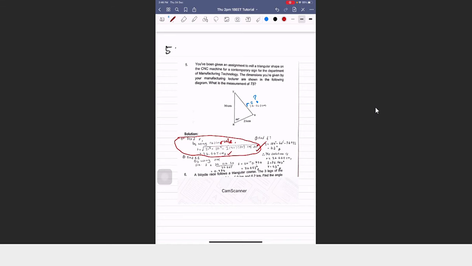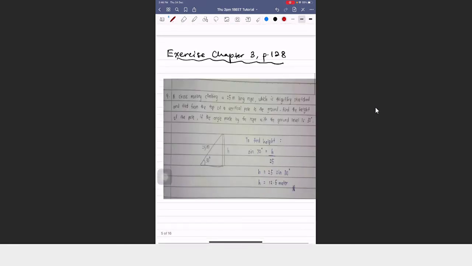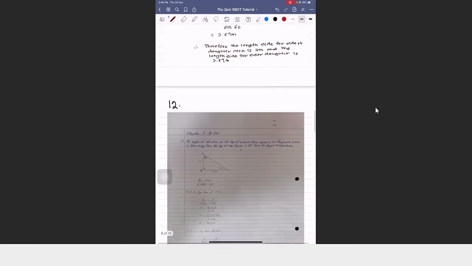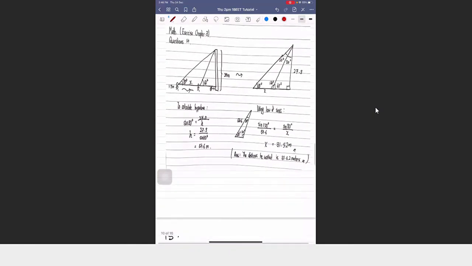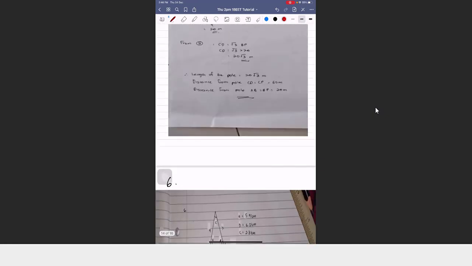Any question? Then perhaps we move on to the next question. This is our last question in exercise 3.6. Okay, Alif. Question 6, I think it's somewhere down here also. This one.